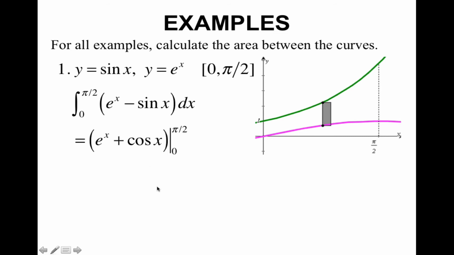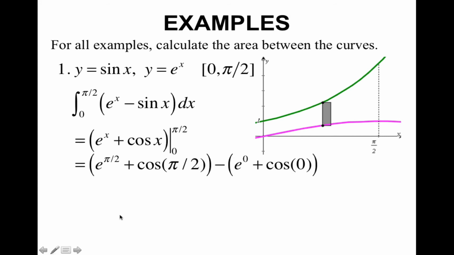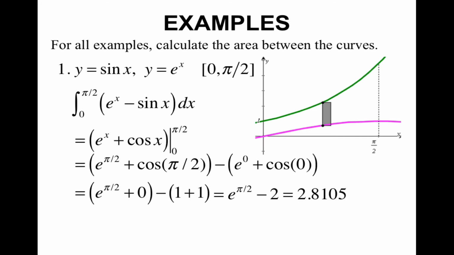So I get e to the x plus cosine x, since the antiderivative of sine x is negative cosine x. Now I'm going to evaluate from 0 to pi over 2. So when I go ahead and plug in pi over 2, I get the following, and then 0. After evaluating a little bit more, I get e to the pi over 2 minus 2 as my area between the two curves. And if you had your calculator and really wanted to get the decimal, you would have 2.8105.